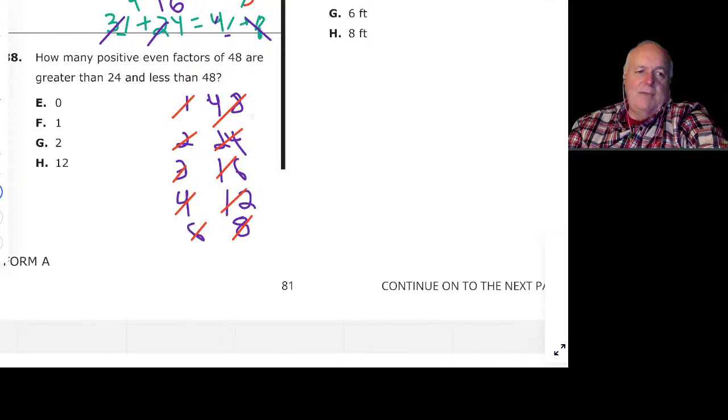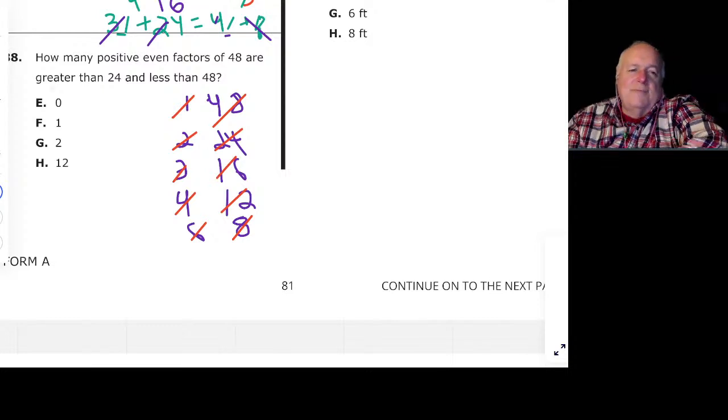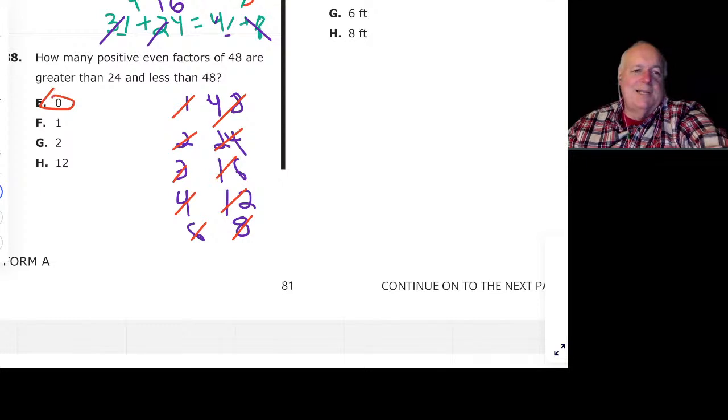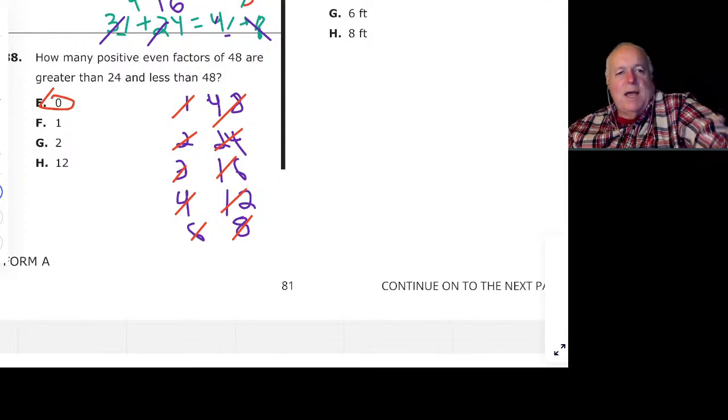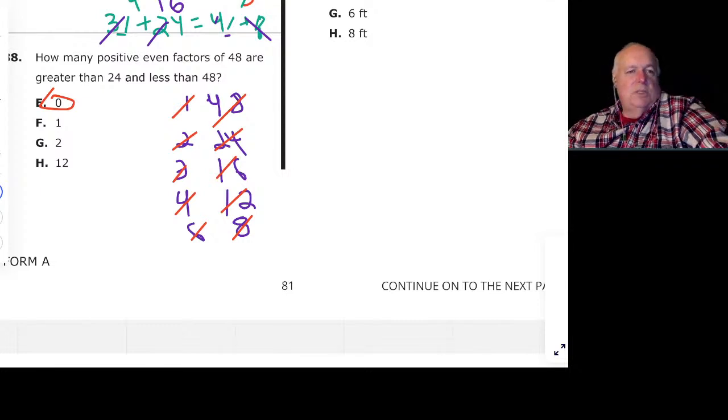So be careful with this. We could have solved this straight up without having to list these, because there's nothing left. It should be obvious to you. But again, it's a tricky question, and that's the nature of these kinds of things.